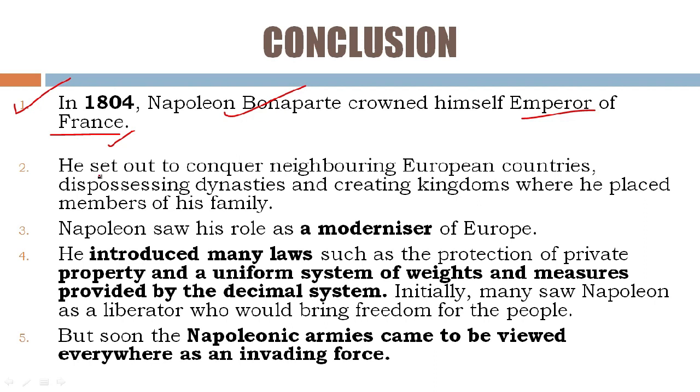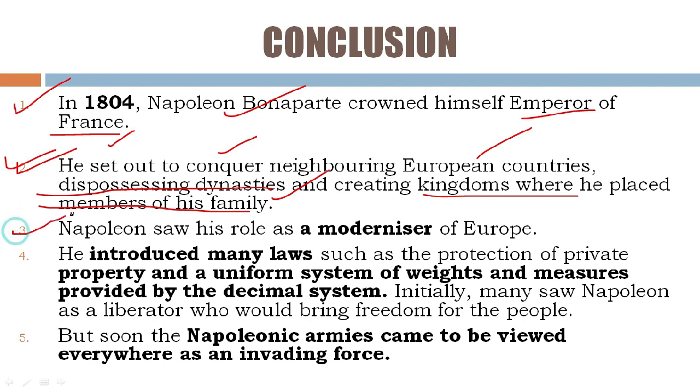Now we see he set out to conquer neighboring European countries, dispossessing dynasties and creating kingdoms where he placed members of his family. So when Napoleon came to power in 1804, he actually sent his armies to the borders of France, which also in a sense was meant to conquer the territories outside France and to annex those territories in France.